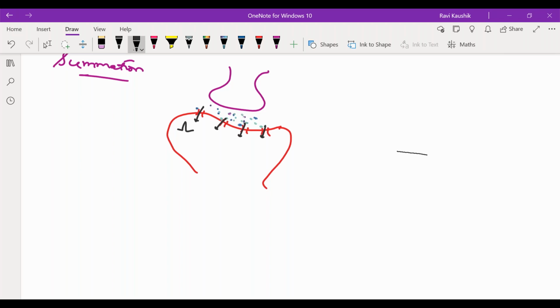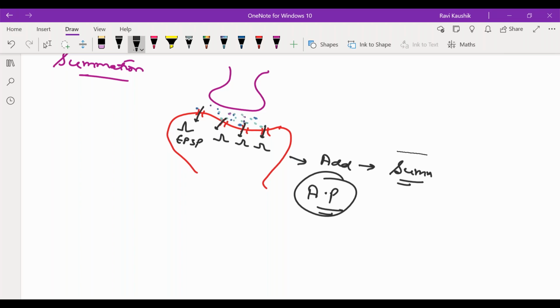So there would be a small EPSP which is formed here, another EPSP here, another EPSP here, another EPSP here, right? So all these EPSPs ultimately will add up, and by adding simply means they will sum up and they will lead to the formation of an action potential. So EPSPs are local potentials, right? And by summing up, they might lead to action potentials.